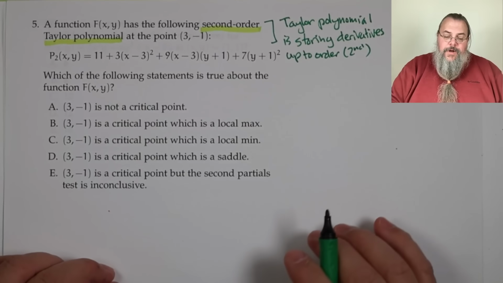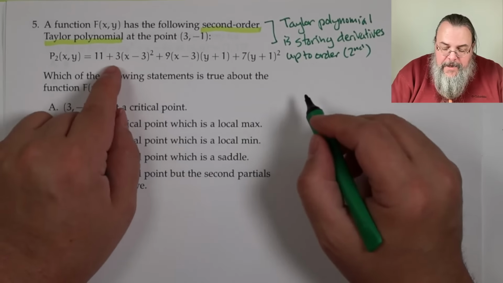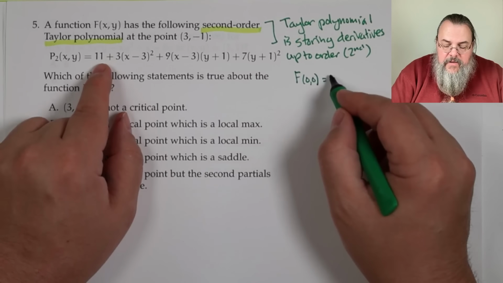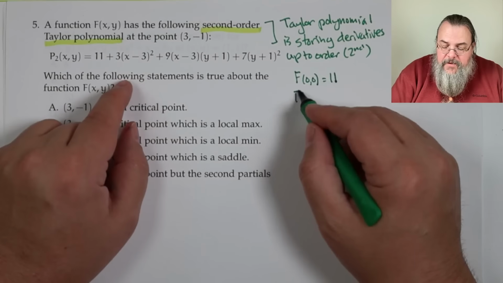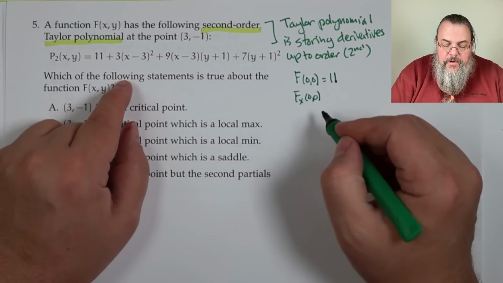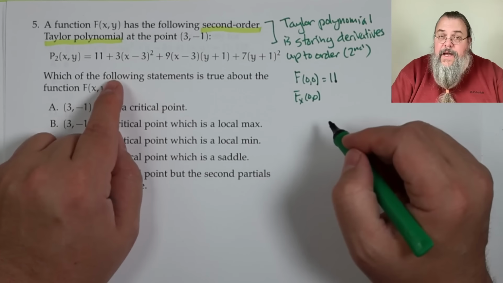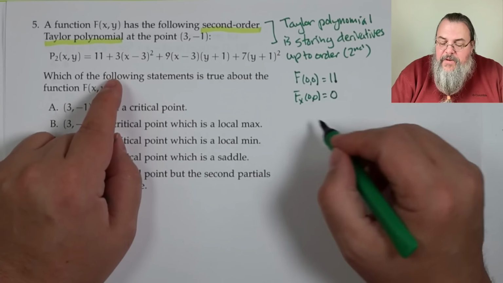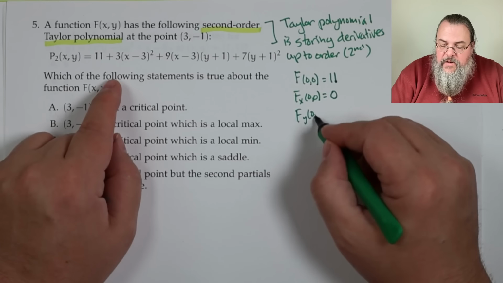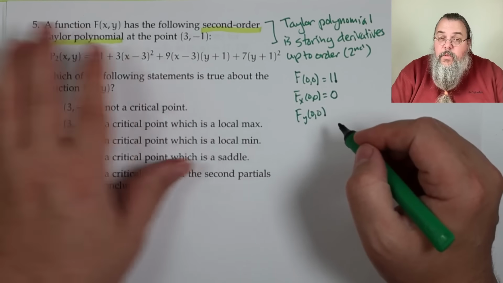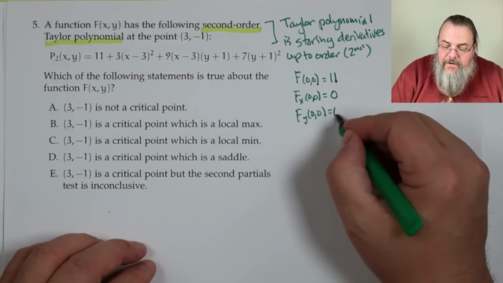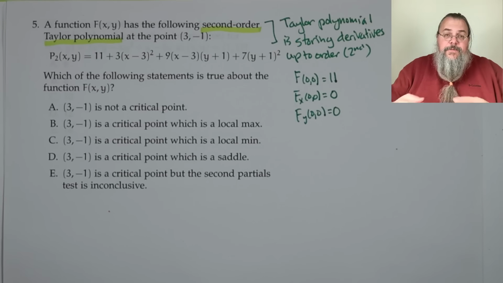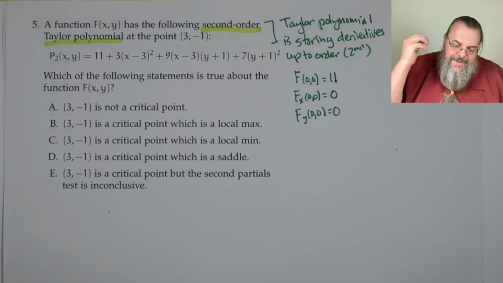So, what can we do? Well, we can read off our values. Like f of 0, 0 is the 11. Now, what about f sub x at 0, 0? Well, notice that there's no x minus 3 term, so that coefficient has to be 0. Fy at 0, 0, again, there's no y plus 1 term, so that says that coefficient is 0.